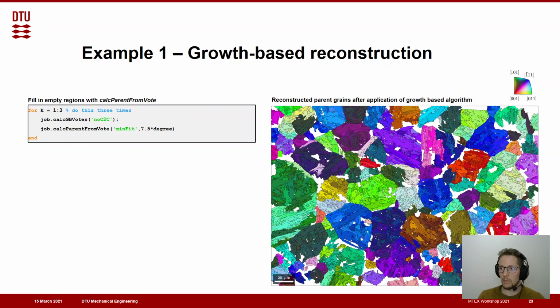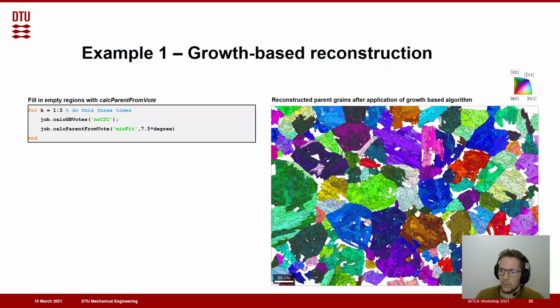So now we still have a lot of empty regions, and we of course would like to somehow also take care of these. Doing a clustering algorithm is a little bit bad because we only have those small regions and we can only make small clusters, and it already didn't seem to work that well in the first case for these regions. So we have a different algorithm we can use now, and we can use this calc parent from vote function for that.